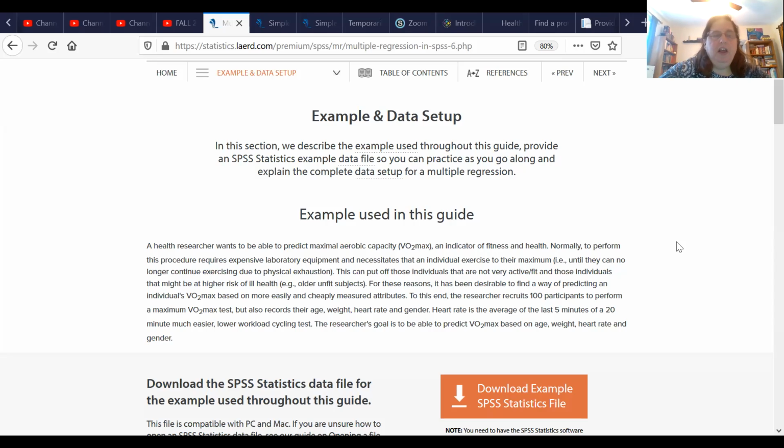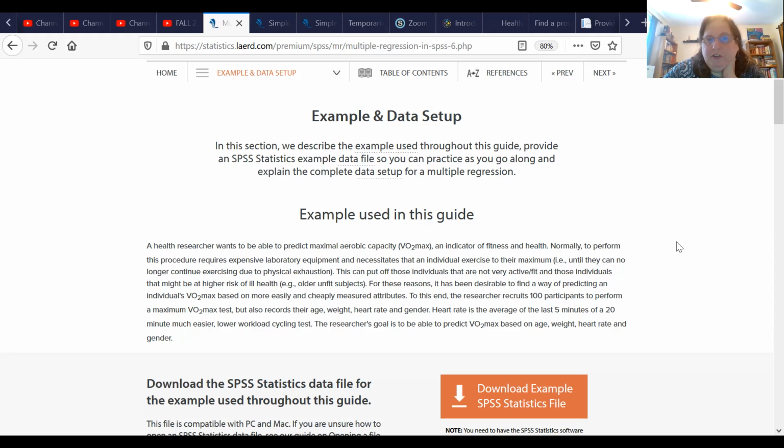Okay. So a health researcher wants to be able to predict maximal aerobic capacity, or VO2 max is what I'm going to call it, which is an indicator of fitness and health. Now, normally to perform this procedure, it requires expensive laboratory equipment and necessitates that an individual exercise to their maximum capacity until they can no longer continue to exercise due to physical exhaustion. Now, this can put off those individuals who are not very active or fit, and those individuals that might be at higher risk of ill health.